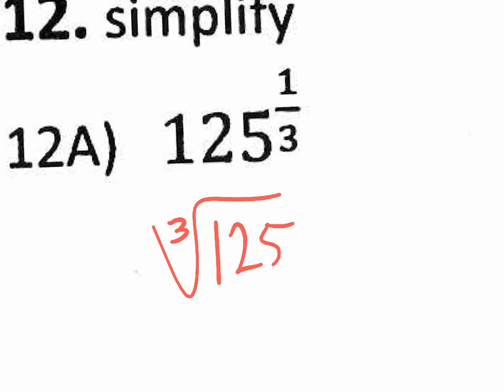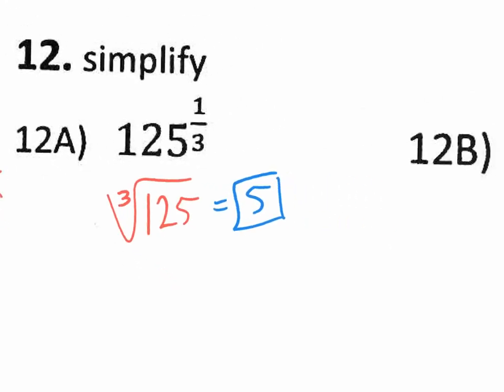So what does this mean? It means that it's asking you what number times itself 3 times will give you 125. 5. So your answer is 5, and that's it. Let's try another one.